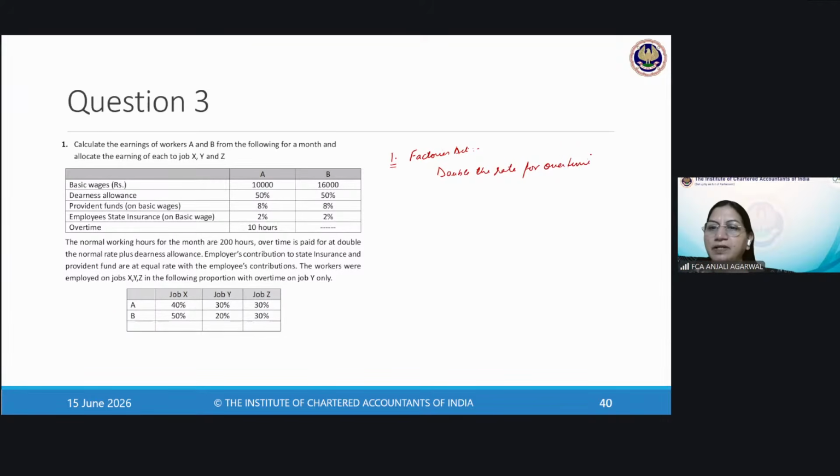And when they are being paid at double the rate for overtime, the overtime is calculated as any time beyond 9 hours in a day. And a total of 48 hours is normal. Beyond 48 hours in a week is again overtime.